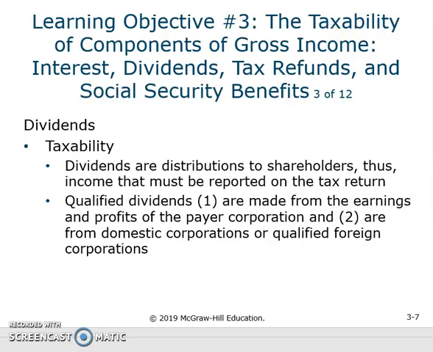Dividends are distributions that are made to the shareholders, and that is considered income that should be reported on the tax return. Qualified dividends are made from the earnings and profits of the payer corporation and are from domestic corporations or qualified foreign corporations. So you'll know if the dividend is qualified or not when you receive your statement from your brokerage house. It'll state whether that dividend that was paid is ordinary or qualified.